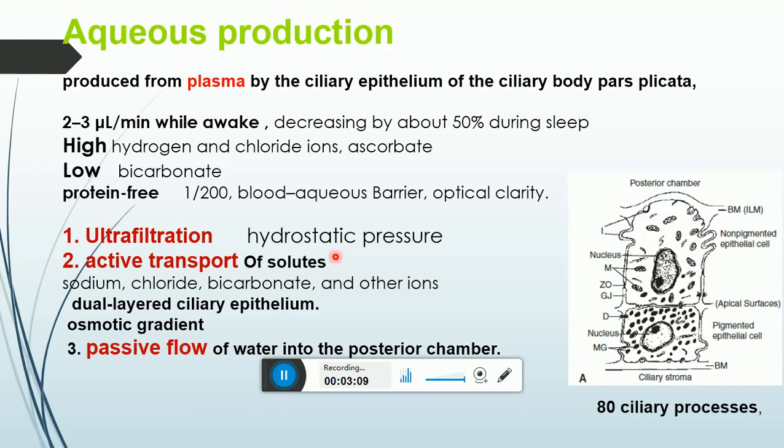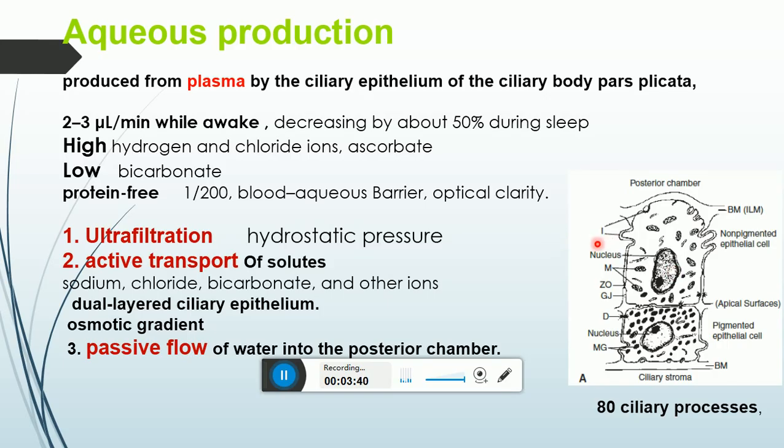So first of all, aqueous production. It is produced from plasma by the ciliary epithelium. This is the ciliary epithelium and this is the ciliary stroma. This occurs in the pars plicata. There are a total of 80 ciliary processes, and each ciliary process contributes to aqueous production.